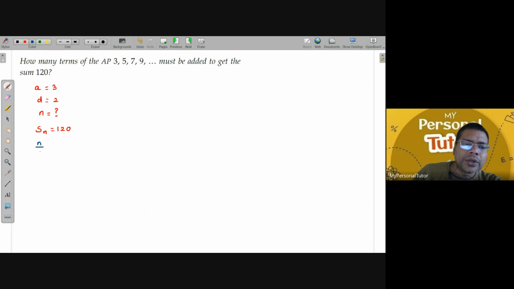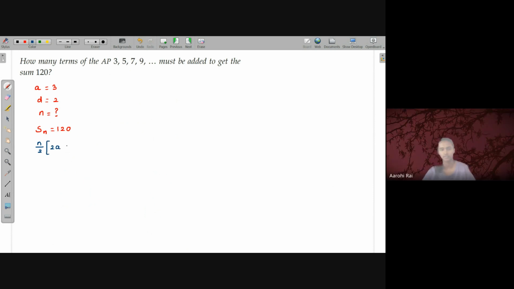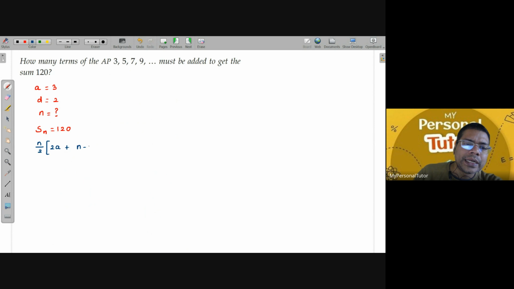n upon 2 into 2a plus n minus 1 into d, right, Arohi? And that is given to you as 120. Yes or no, Arohi? Yes, sir. Now we will substitute all the values. n remains as it is, and upon 2 remains as it is. 2 times a, that is 2 times 3, plus n minus 1 times d.